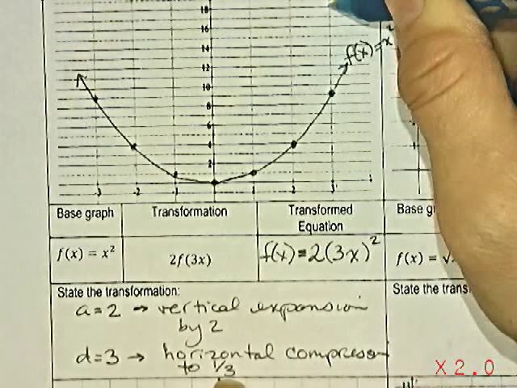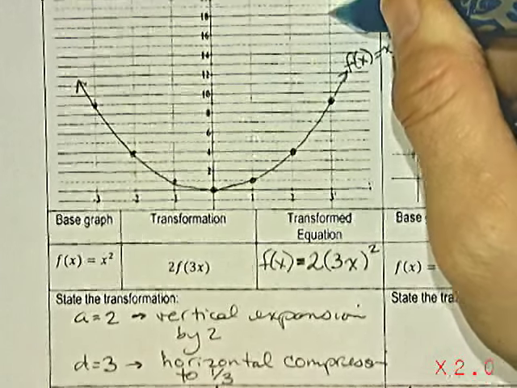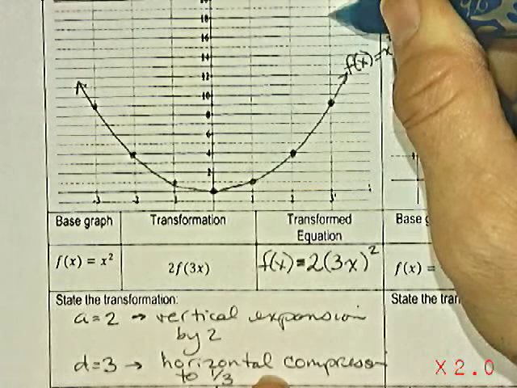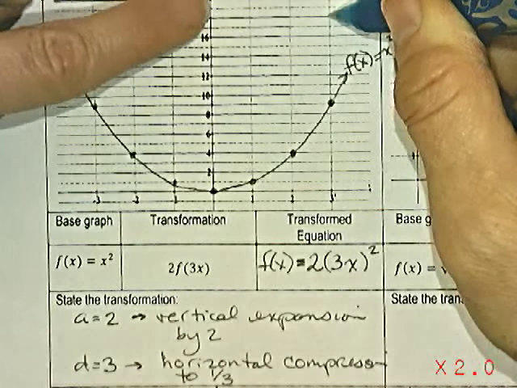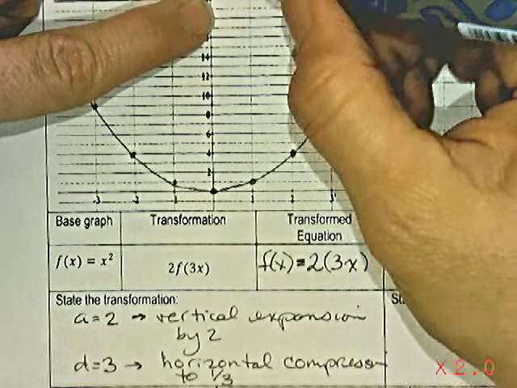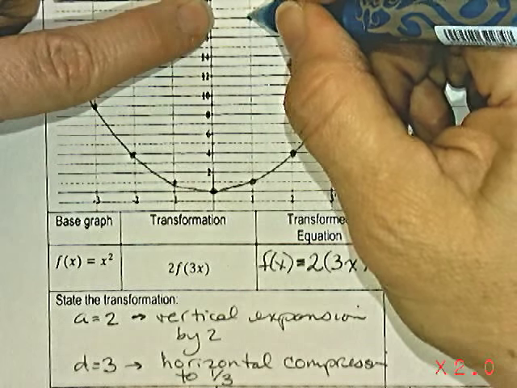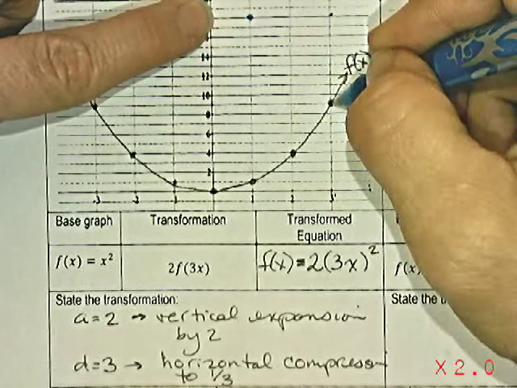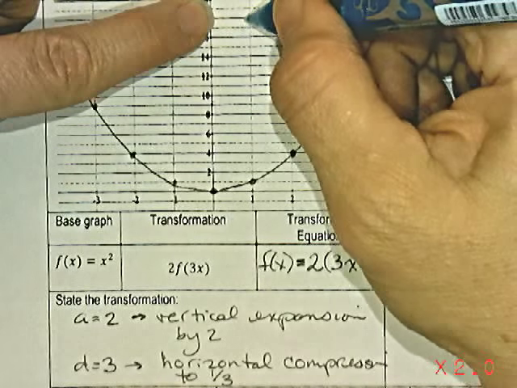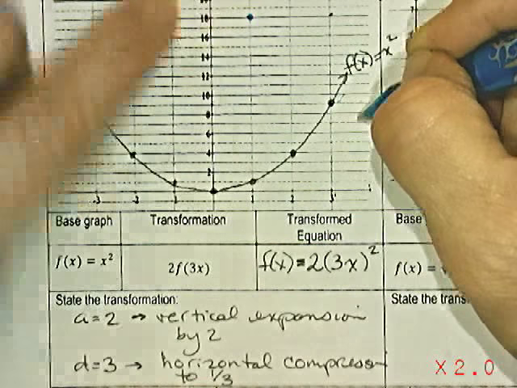Then I'll look at this one independently. I want to horizontally compress that horizontal distance to 1/3 of what it was. Take that over 3 and divide it by the 3. And so this dot is vertically expanded and horizontally compressed, and I am done with it.